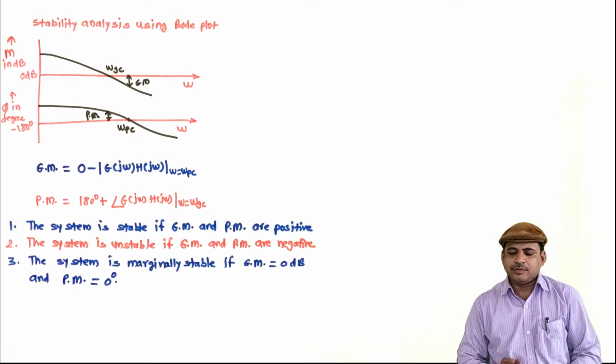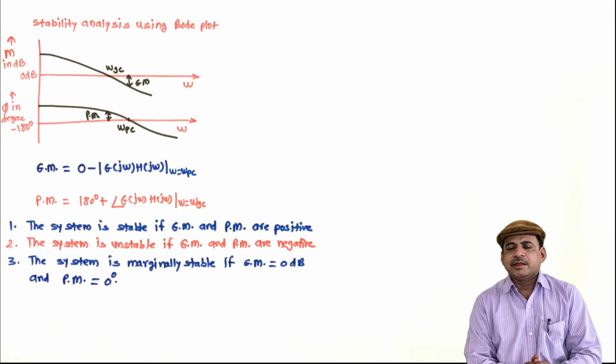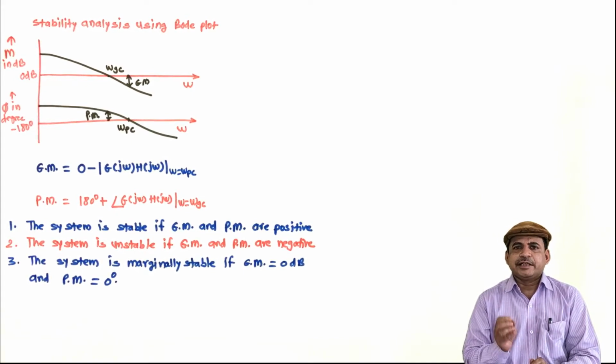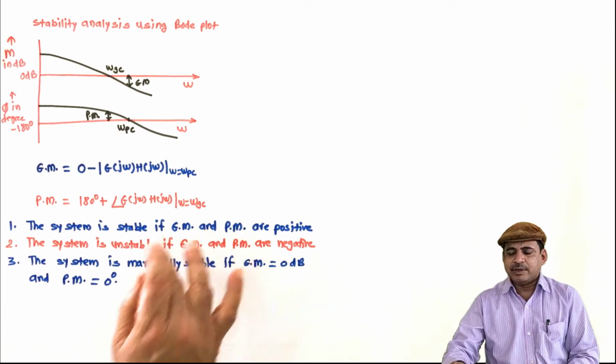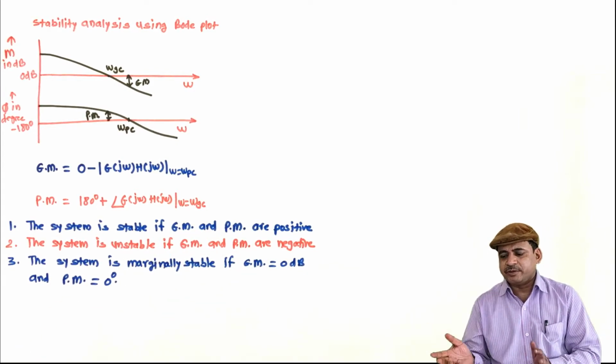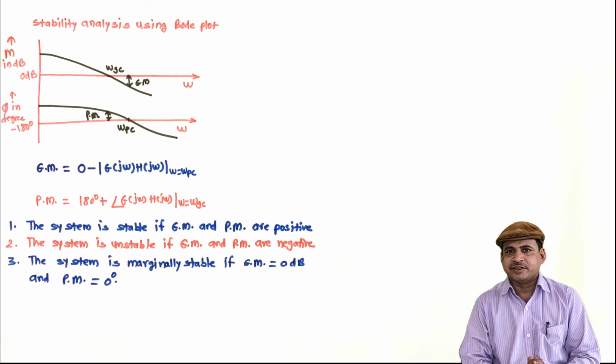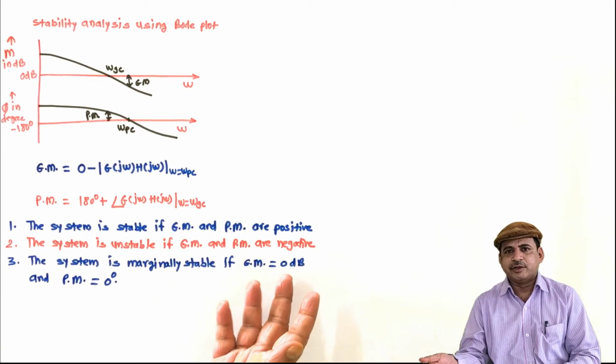Very clear. So what will be the steps in analyzing the stability? The first step will be, for the given transfer function G of s H of s, sketch the Bode plot. Then next, determine gain crossover frequency, phase crossover frequency, gain margin and phase margin, and then investigate the stability: if gain and phase margin are positive, system is stable; if they are negative, system is unstable; and if both are 0, system is marginally stable. And in all cases, if gain margin is positive, the phase margin is also positive. It will not happen that gain margin is positive and phase margin is negative. Either both are positive, or both are negative, or both are 0.